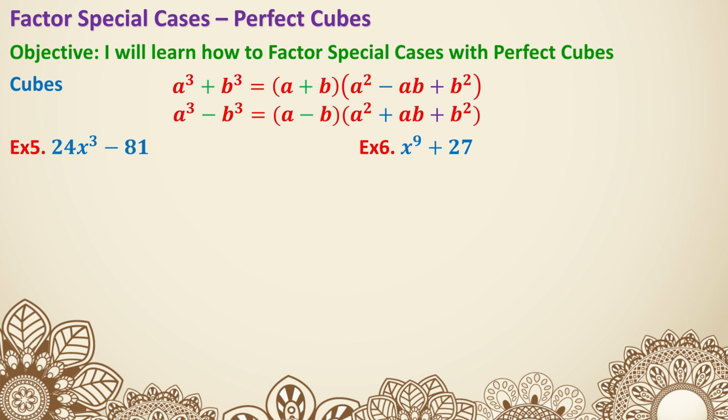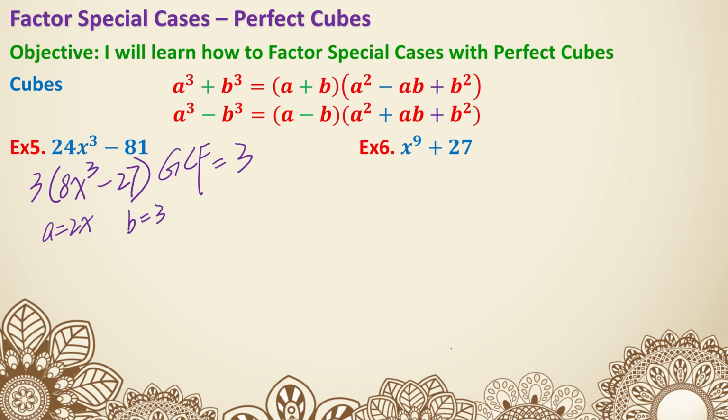Let's continue. 5 and 6. Now things are getting a little bit more complicated. So, example 5. Well, that one just has a GCF, so it's not too bad. Let's take out the GCF, which is a 3. And we're left with 8x cubed minus 27. Identify our a and b. A is 2x, b is 3.